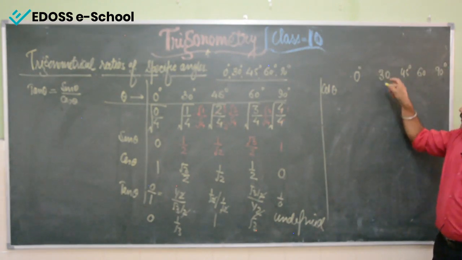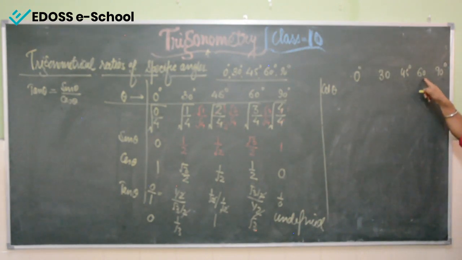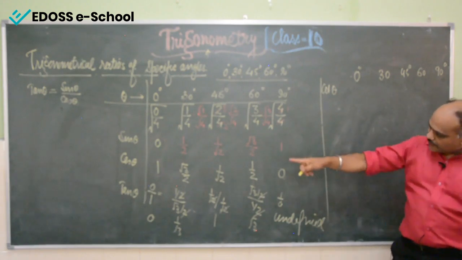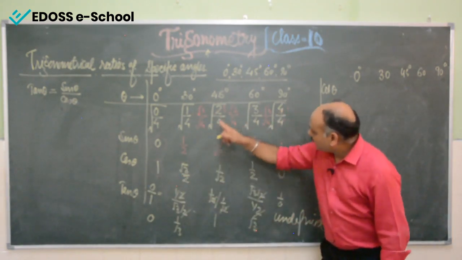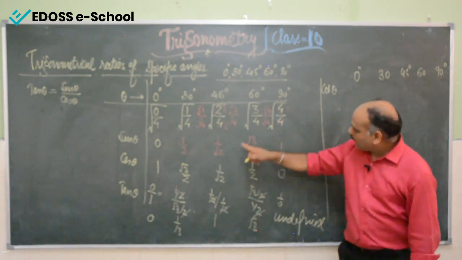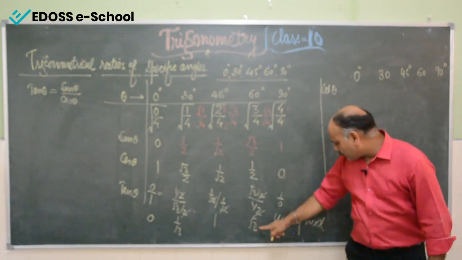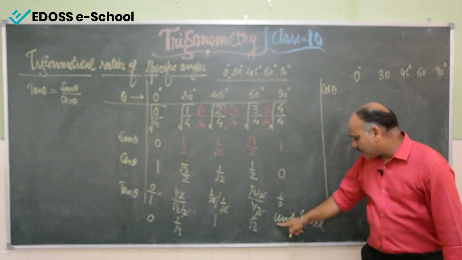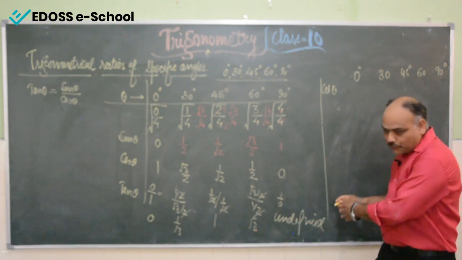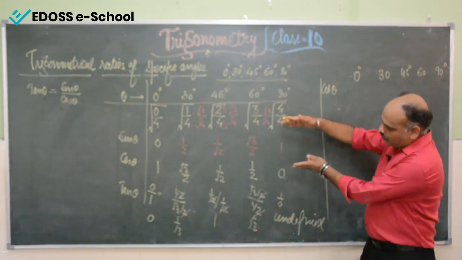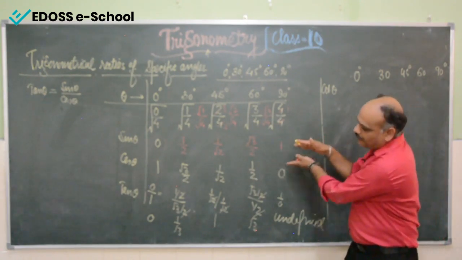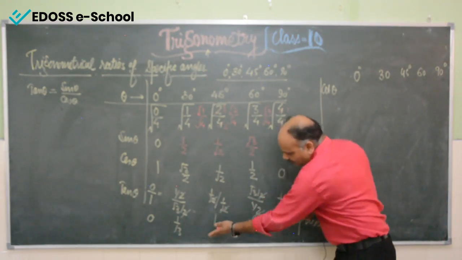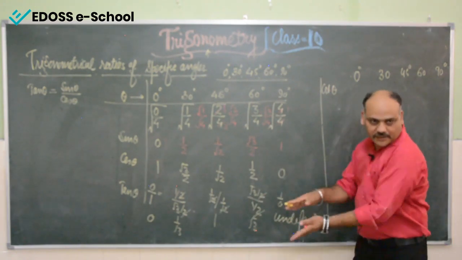0 degree, 30 degree, 45 degree, 60 degree and 90 degree. Here tan 0 was equal to 0, tan 30 was 1 by root 3, tan 45 was equal to 1, tan 60 is root 3, and tan 90 is undefined. Now you have to change the sequence. In the case of sine and cos, you changed the sequence from here to here. Similarly, for tan and cot, you have to change the sequence.